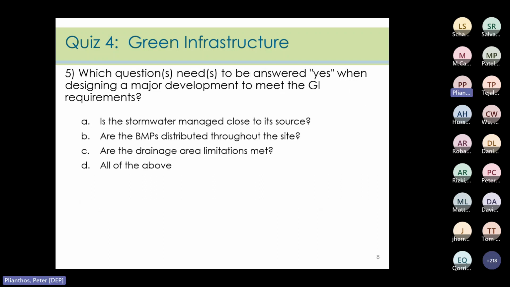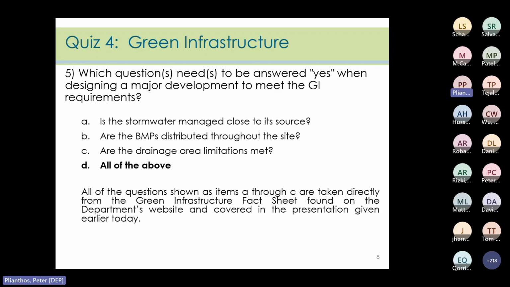Question 5. Which questions need to be answered yes when designing a major development to meet the GI requirements? The answer is D, all of the above. So as found in the GI fact sheet, the stormwater must be managed close to its source, the BMPs must be distributed throughout the site, and the drainage area limitations, as applicable, must be met when designing a major development to meet the GI standards.